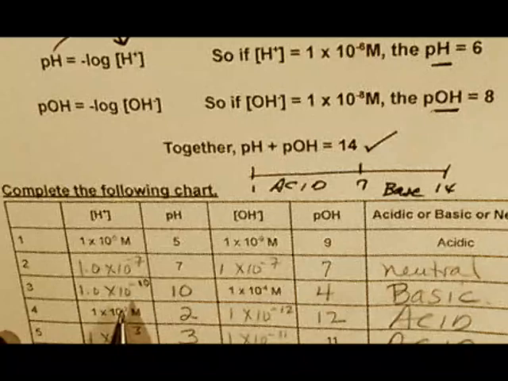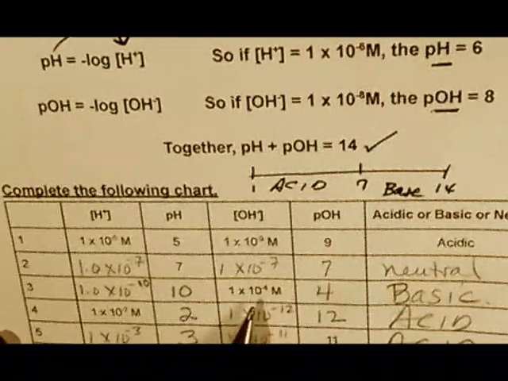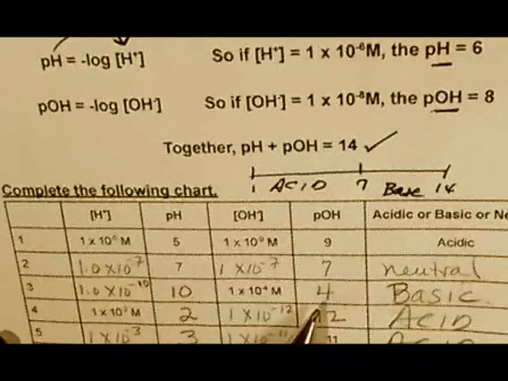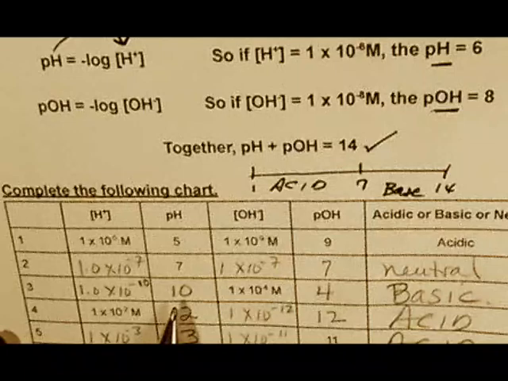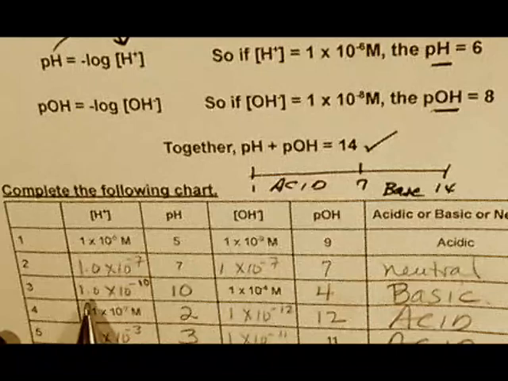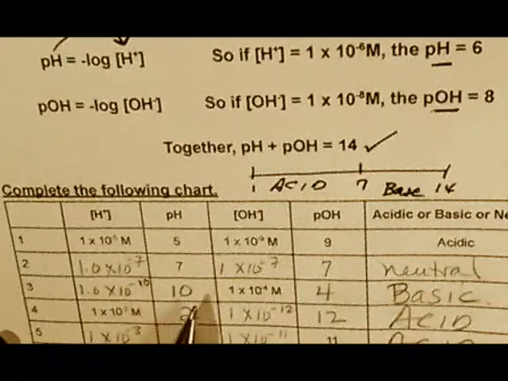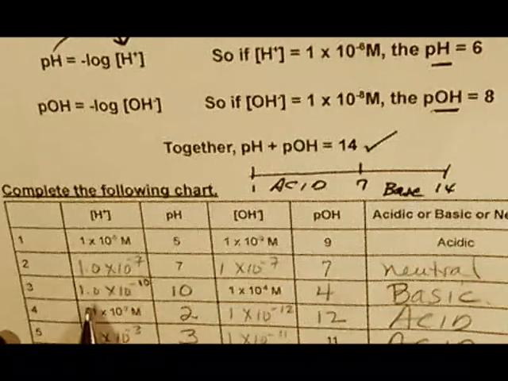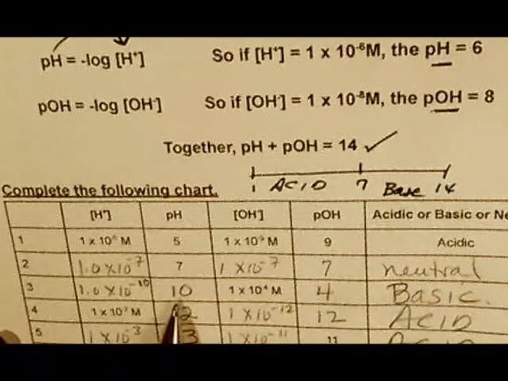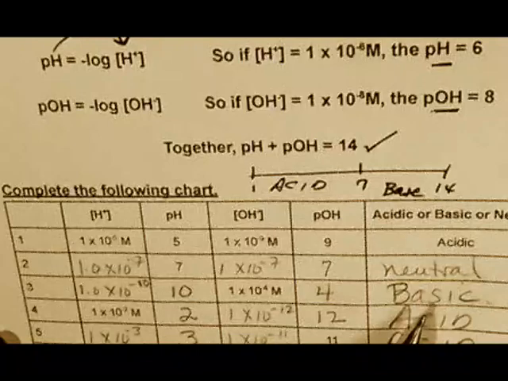Looking at number 3. If the hydroxide ion concentration is 1.0 times 10 to the negative 4, then isn't it true that the pOH is 4? So what does the pH have to be? 10. So the hydrogen ion concentration, which is based on pH, would be 1.0 times 10 to the negative 10. Because this solution has a pH of 10, we would classify it as being basic.